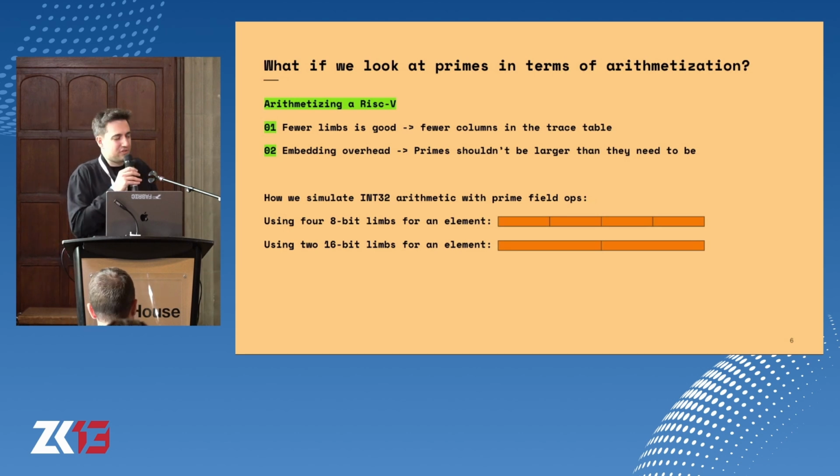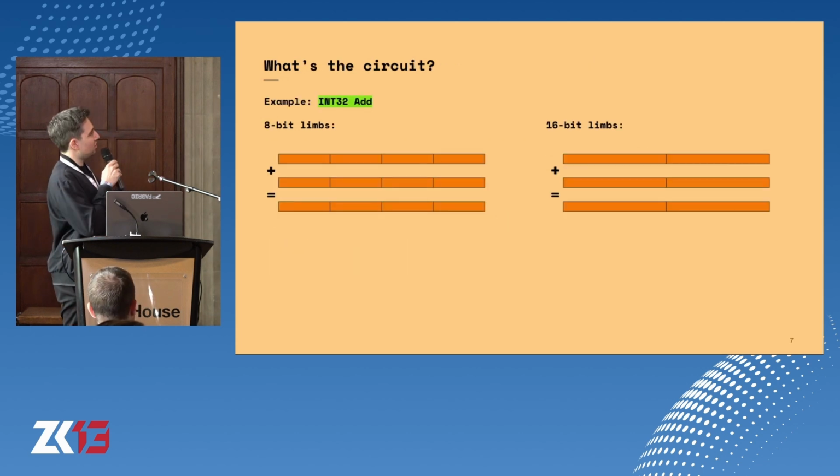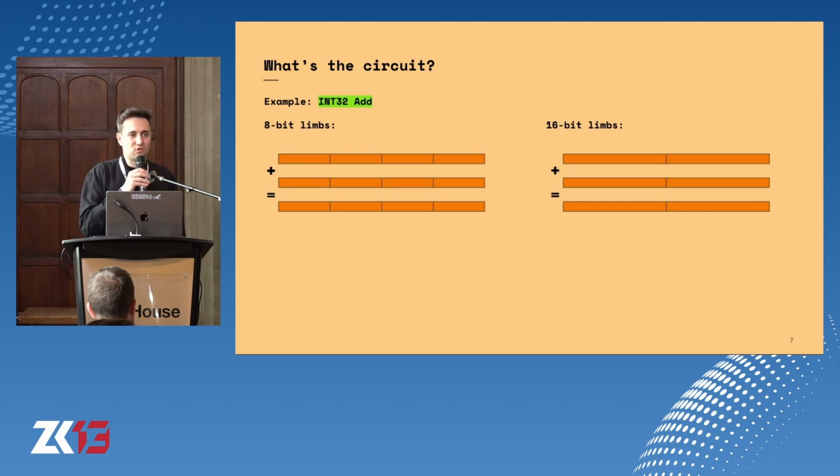And we can decide, for example, to choose 8-bit limbs, 16-bit limbs, we can even choose 32-bit limbs if we want to, but we'd run into many other problems then. But let's just focus on these two cases here. Of course, we need more elements if we choose a smaller limb size. So how does the circuit look like? Let's just focus on int32 simulations.